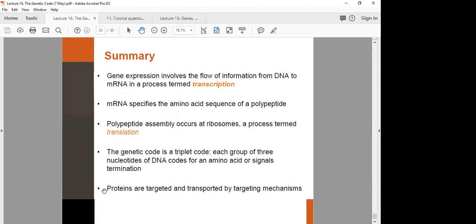Proteins are targeted to all parts of the cell and transported by targeting mechanisms. And that concludes our lectures for tonight.